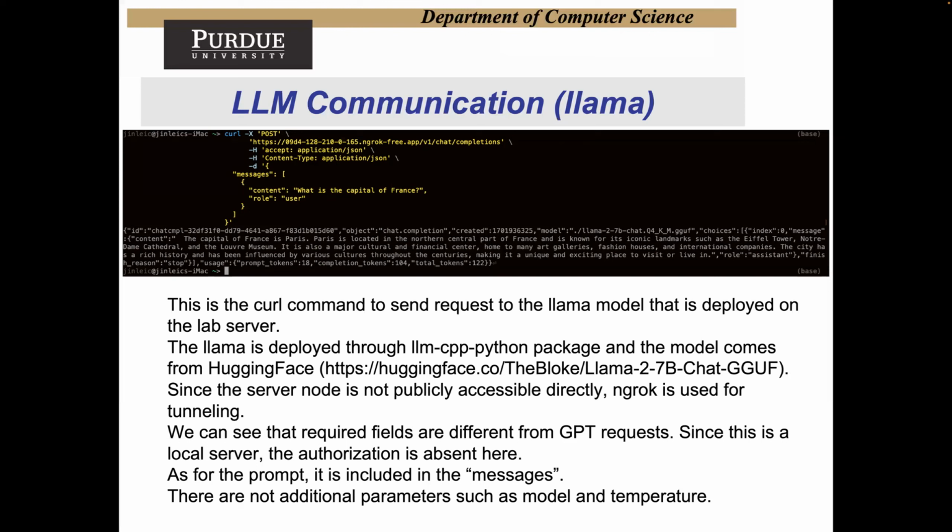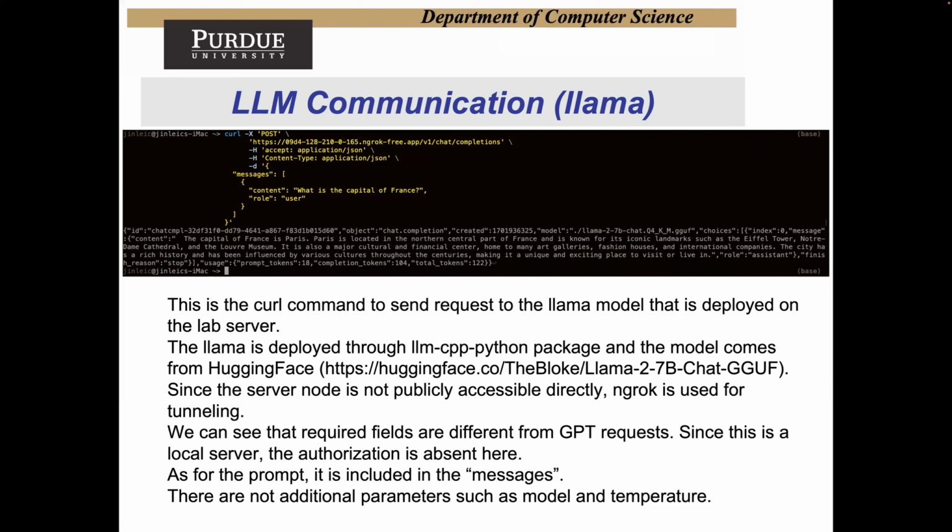And you can see the messages content is very similar to the OpenAI API. What is the capital of France? And the return text is kind of collapsed, but we can still see that the capital of France is Paris. Then it introduces some basic information about Paris, that Paris is located somewhere and what it is famous for.